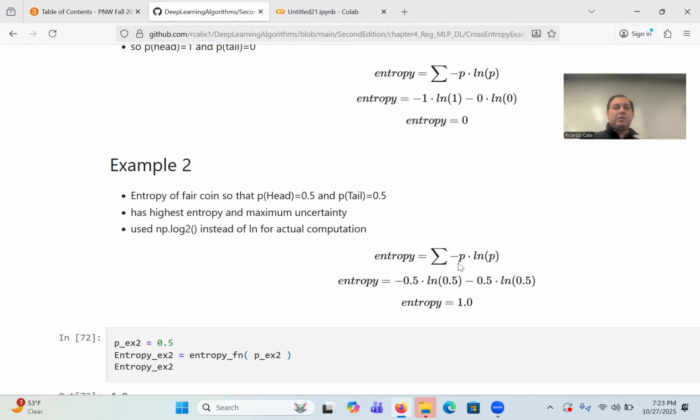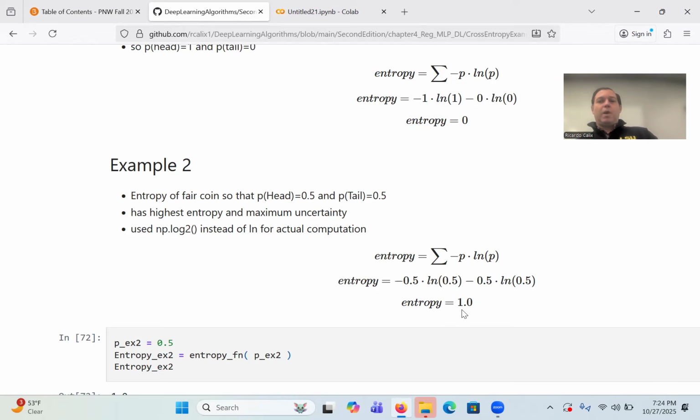So now the sum of the two outcomes, so entropy is equal to negative 0.5 times logarithm of 0.5 plus negative of 0.5 times logarithm of 0.5. Probability head, probability tail. Do you see that, guys? Keep in mind, we use the same probability here and here. And that's going to be the change with cross entropy. So when we compute this, this is going to give us entropy of 1.